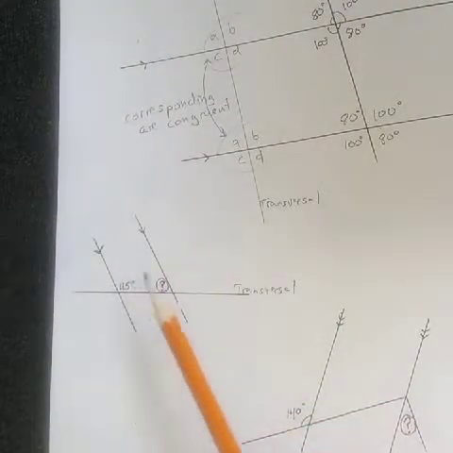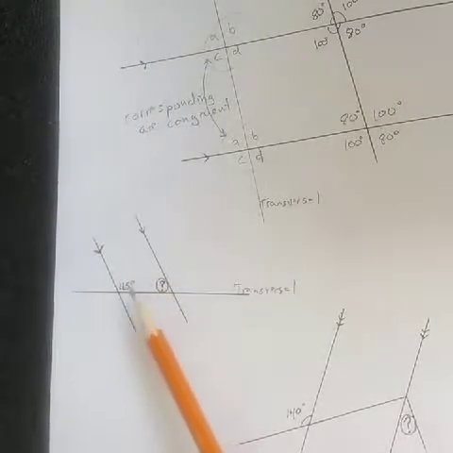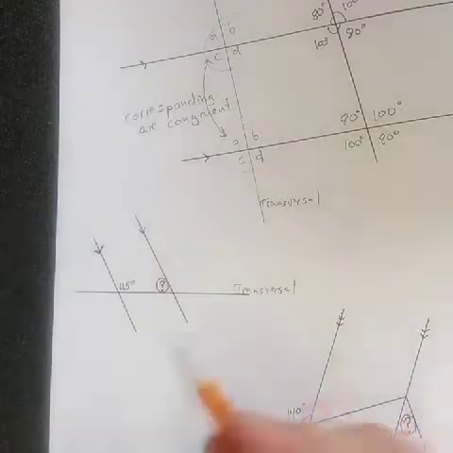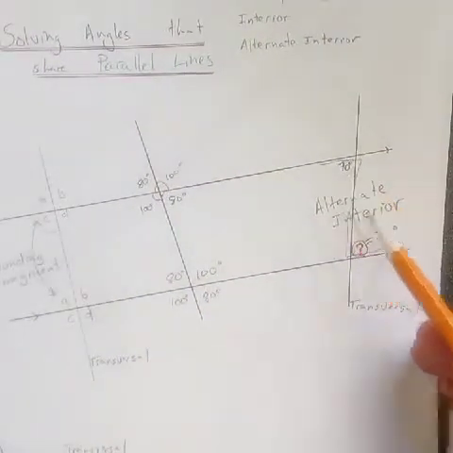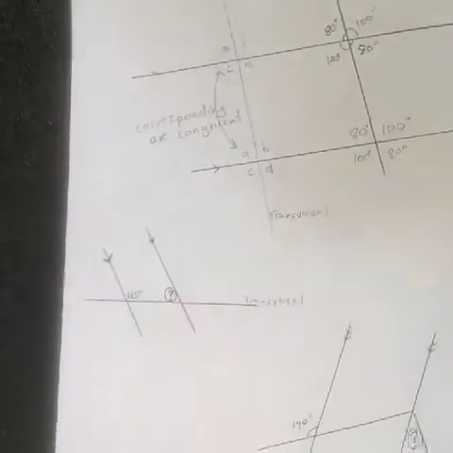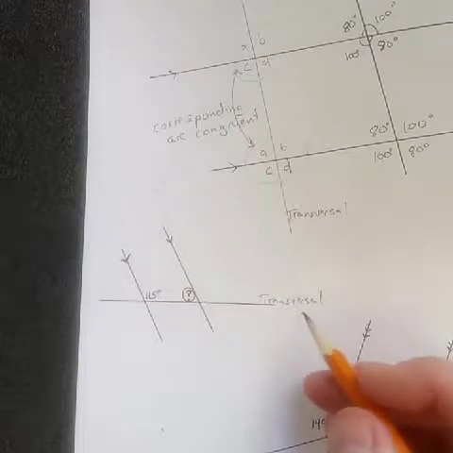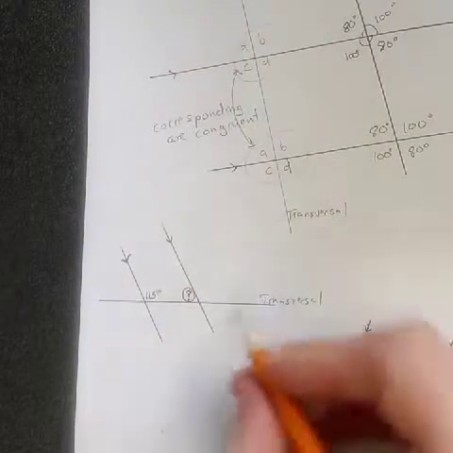Now let's look at these two angles here. Again, they're both on the inside, or the interior, or between the parallel lines, but this time they're on the same side of the transversal. Back here, my alternate interior angles were on different sides of the transversal. Here they're on the same side. This is what you call just an interior angle, and they have to add up to 180.